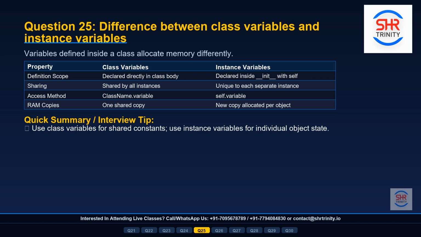Think of it like a shared company notice board that every employee reads. An instance variable is defined inside the constructor method using the self keyword. Each object gets its own completely independent copy. Think of it like individual employee notebooks. If you change one person's notebook, nobody else's is affected. Class variables are perfect for shared constants or counters. Instance variables are for data that differs per object.